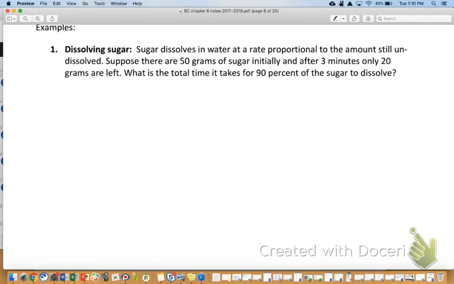Sugar dissolves in water, or sugar dissolves in Peyton's stomach, something like that, maybe more appropriate, at a rate proportional to the amount still undissolved. If there are 50 grams initially, and after 3 minutes only 20 are left, that's the total time it takes for 90% of the sugar to dissolve. There's some tricky wording to navigate through here, like the percents and undissolved versus dissolved and all that stuff. So see if you can navigate through this.